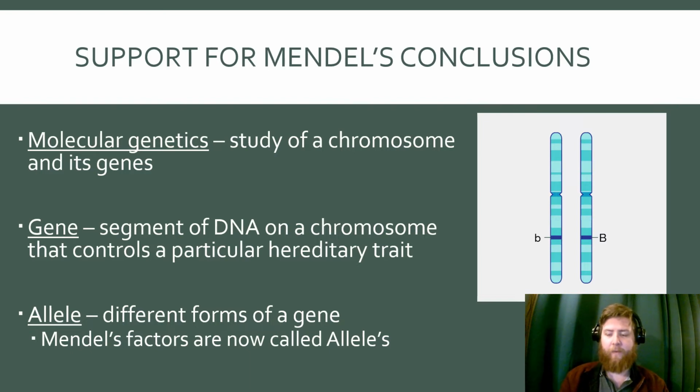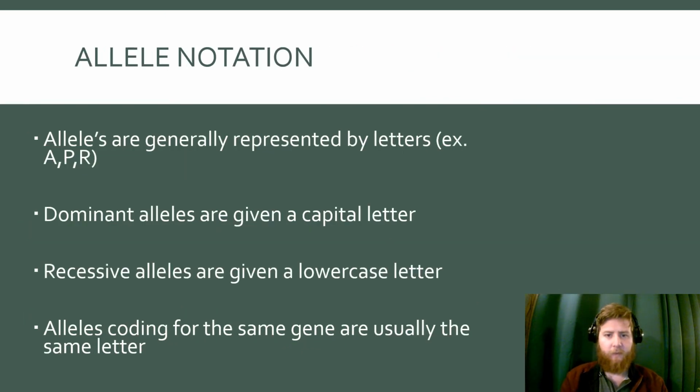He had the right idea, but we now call them alleles instead of traits. All right, let's talk about how we write alleles, an allele notation. Alleles are generally represented by letters, things like A or P or R or S or T. Dominant alleles get the capital letter, and recessive alleles get a lowercase letter. Alleles coding for the same gene are usually the same letter. So if you have a gene that you want to call Y, the dominant will be big Y, the recessive will be little y.